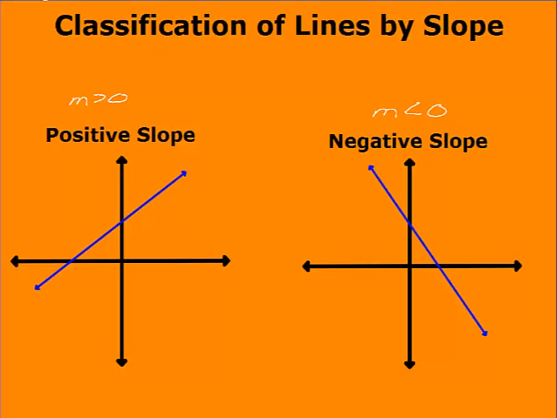All right, so positive slope, negative slope, everybody good with that, right? So it's as you look at the line from left to right, is the line pointing up or down? As we move left to right, if the line points up, it's a positive. If the line points down, it's a negative. Everybody good? All right.